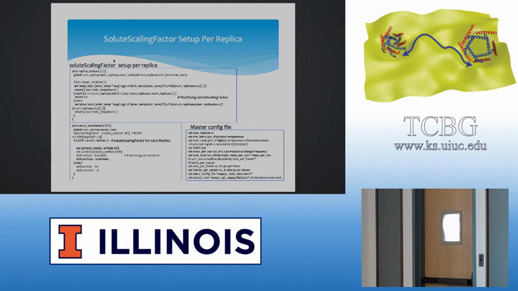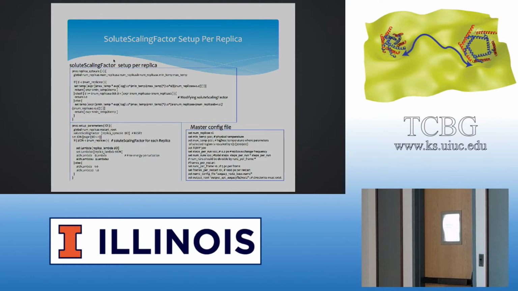It says the number of REST2 replicas. Here by default, I just set 16. For a general mini-peptide folding and unfolding simulation with explicit solvent, 16 is good enough. If you have a bigger system, you can consider 32 or 64.